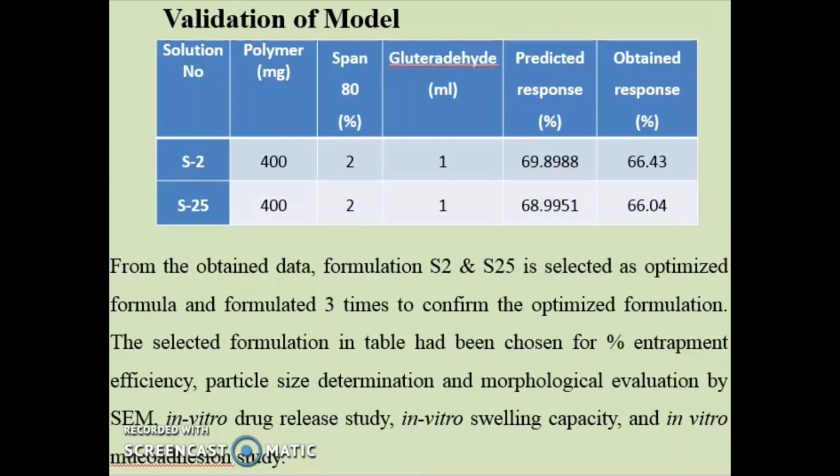We have to evaluate this S2 as well as the S25 batch three times, and after that the selected formulations in the table are to be chosen again for the determination of percent entrapment efficiency, particle size determination, morphological evaluation, then the in vitro drug release study, the in vitro swelling capacity, as well as what? The in vitro mucoadhesion study, because we are preparing here the zolmitriptan microspheres.